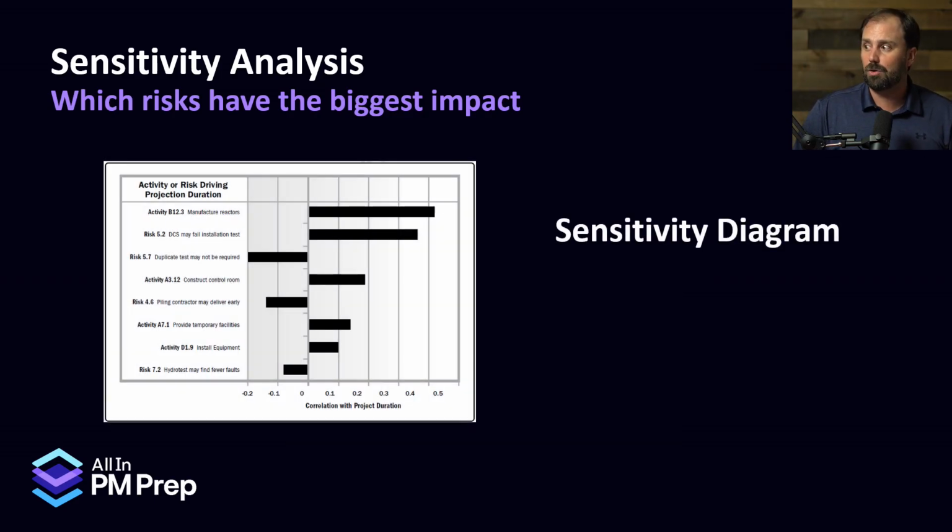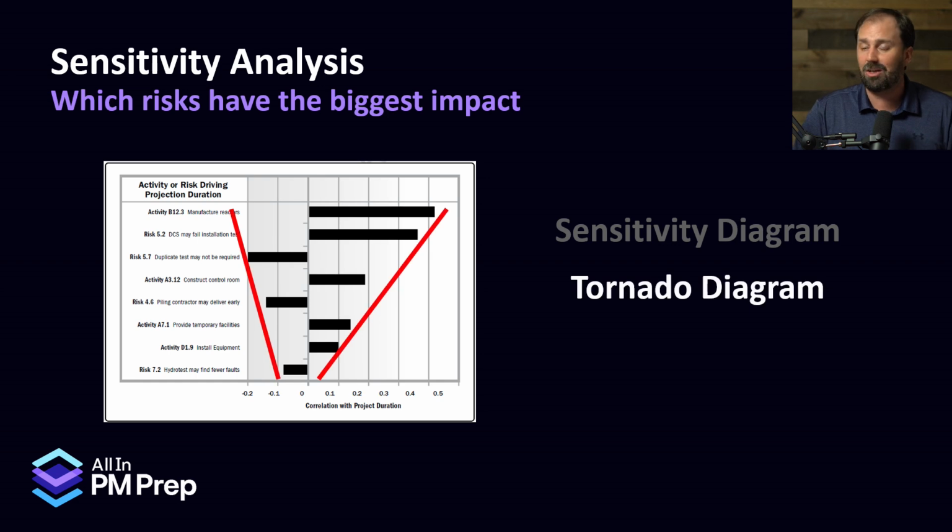The other thing that we do is we understand that sensitivity analysis is also called the tornado diagram. Anybody want to guess why? Because it kind of looks like a tornado with those things right there. So just another name that you can attach to it.